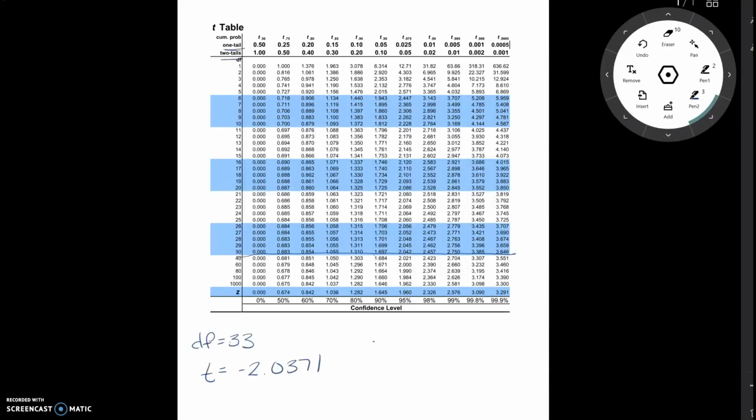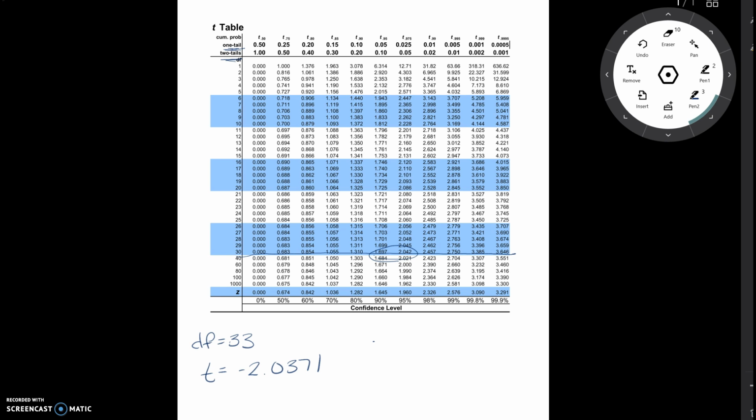Even if you get a negative test statistic, which you'll usually have for a left tail test, we're only going to look at the positive value. We're going to find what two numbers 2.0371 falls between. It falls between these two numbers right here. Going up to the top, it says one tail or two tail. Since we're in the left tail, this is a one-tailed test. We're not in both of them.